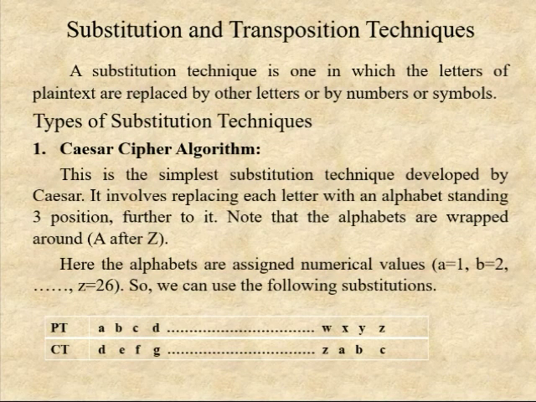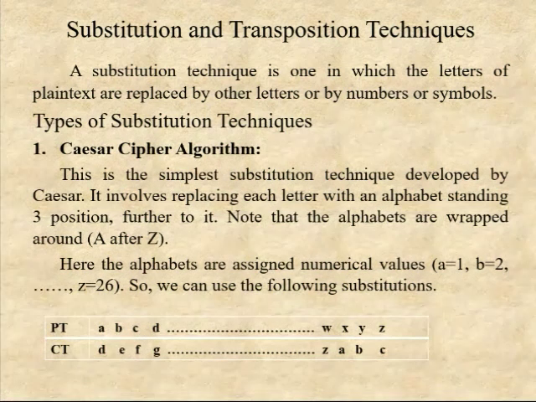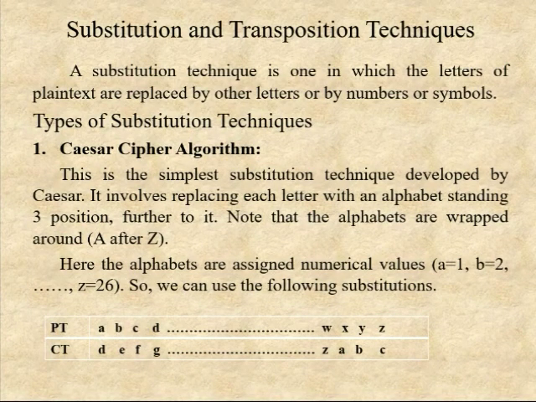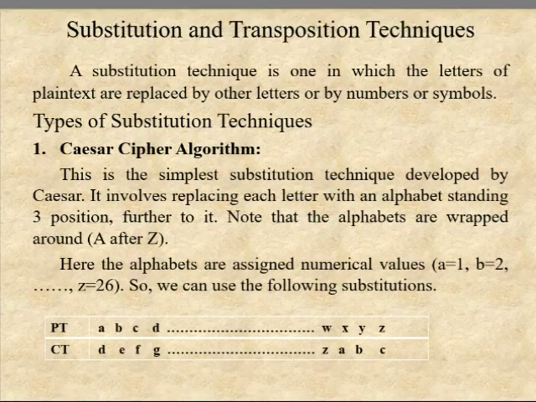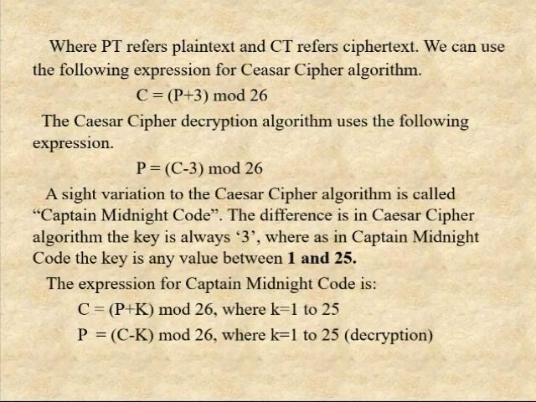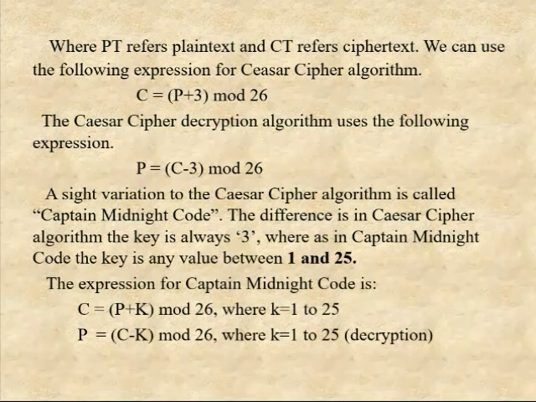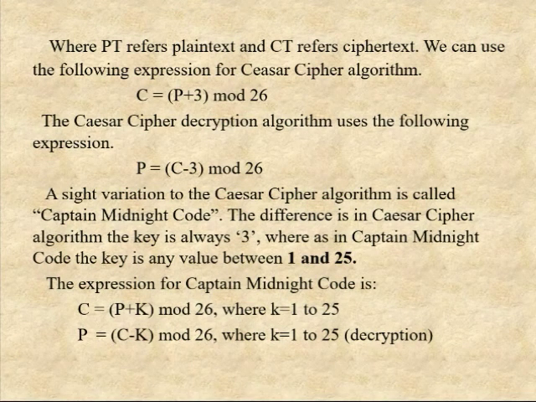In this example, the plain text letters are A, B, C, D, and so on up to X, Y, Z, and the corresponding ciphertext letters are D, E, F, G, and so on, up to Z, A, B, C. That is, A is shifted by 3 letters. Plain text A gives ciphertext D, where PT refers to plain text and CT refers to ciphertext.